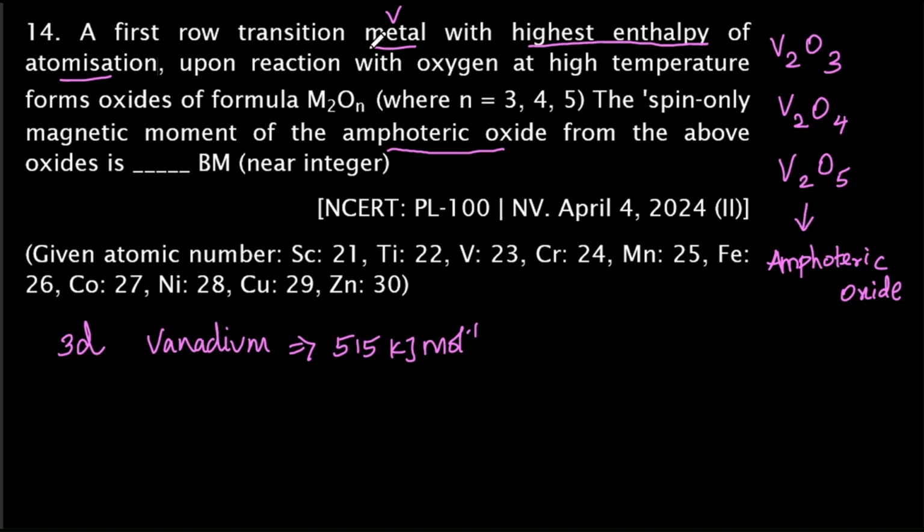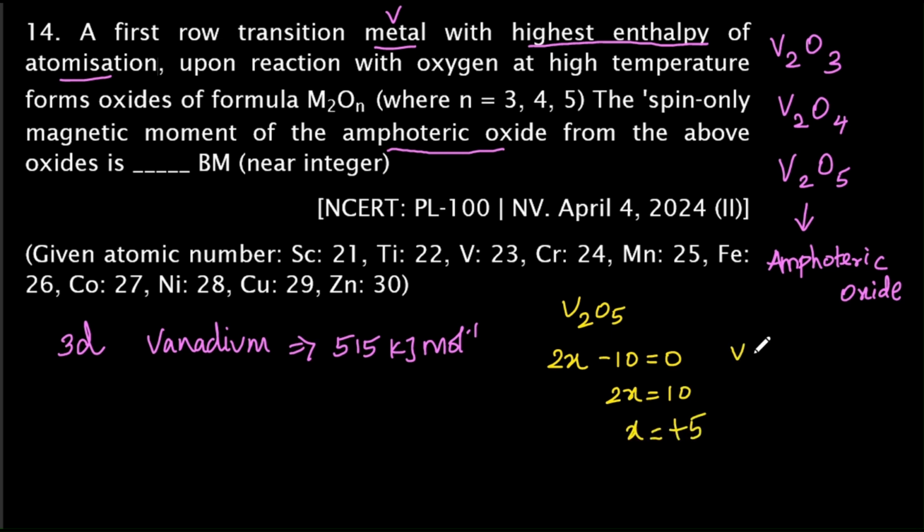So let us see this compound, V2O5, and you have to find the oxidation state of vanadium. So 2 atoms are there, 2x. For oxygen, the oxidation state is -2, 5 atoms are there, so -10, and the overall compound is neutral, so equal to 0. So 2x equals 10 and x is equal to +5.